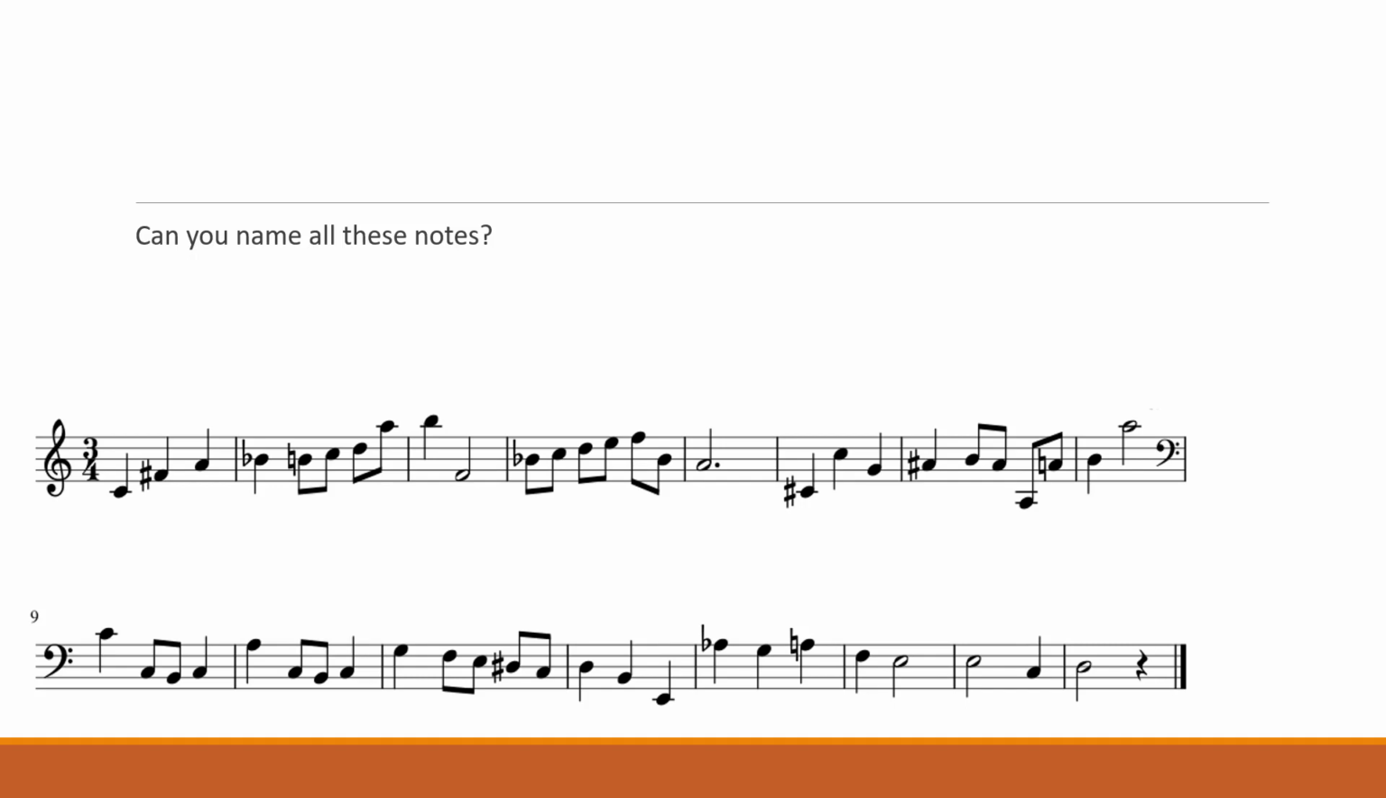For those that are also learning the alto clef, which is optional, let's do those as well. So, what notes do we have? We have a C. Then we have, well, this line is an F, so E, D. This note is a D.